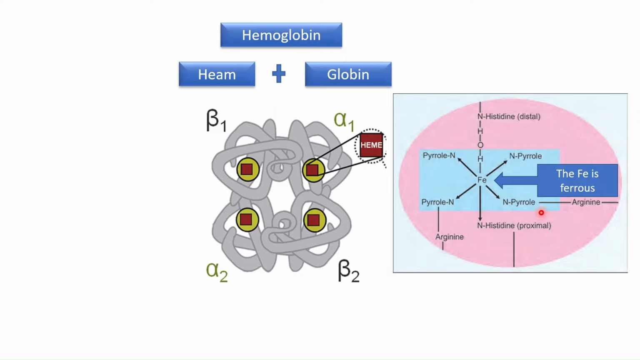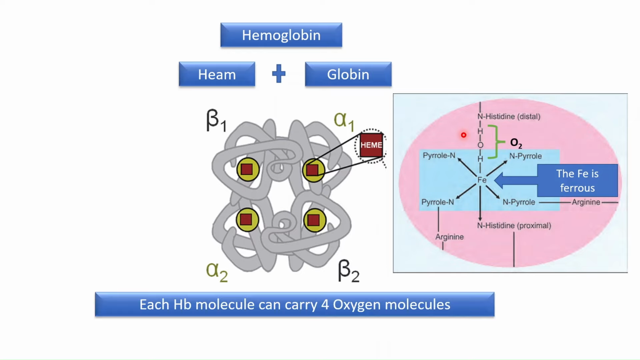Now when the hemoglobin is deoxygenated, between the distal histidine and the ion we have a water molecule. But when the hemoglobin becomes oxygenated, when the oxygen comes, this water molecule is replaced by oxygen. So this is how oxygen is carried by hemoglobin. The oxygen is binding to the heme groups. There are 4 heme groups, so 4 oxygen molecules are carried. Each hemoglobin molecule can carry 4 oxygen molecules.